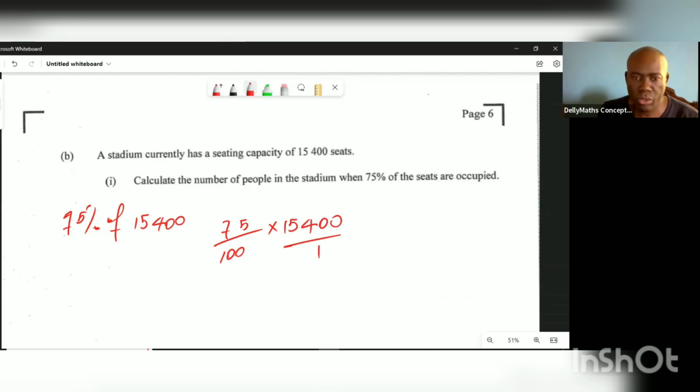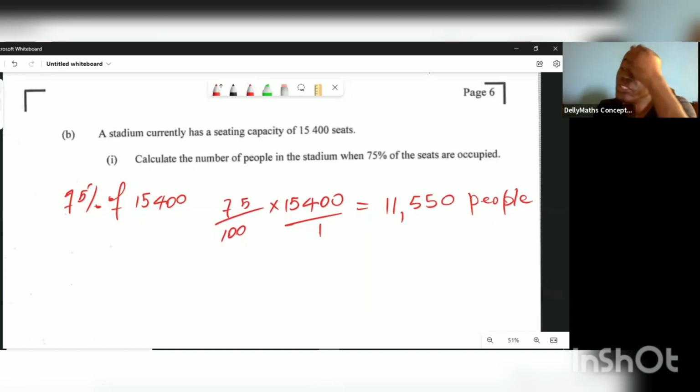In doing so, it's on your calculator, and this is actually 11,550 persons that are there. That's the number of people that we actually have right now at that capacity. 11,550 people, that's all we have.